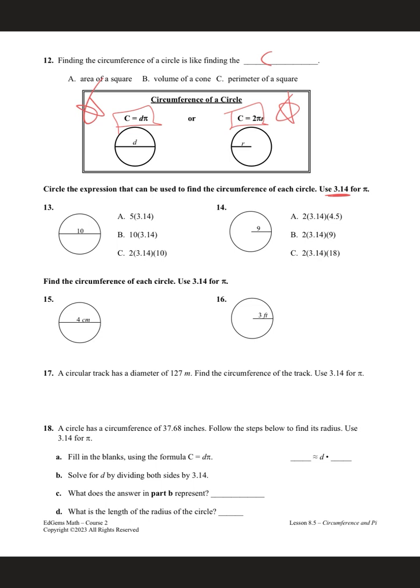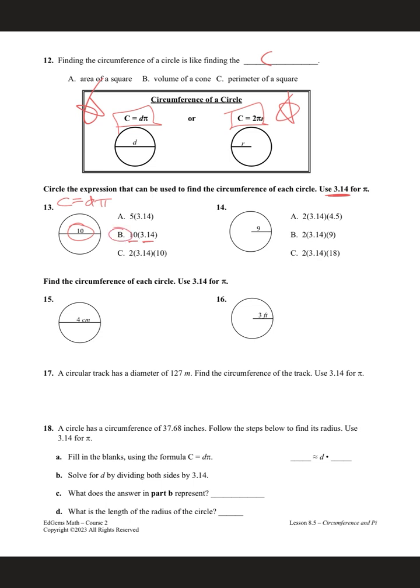So remember that to find the circumference of a circle using the diameter, circumference equals diameter times pi. The diameter is 10. So which one of these, A, B, or C, has a diameter of 10? That would be B. And you're multiplying it times pi, which is 3.14 for pi. So the answer is B. That's all you have to do.